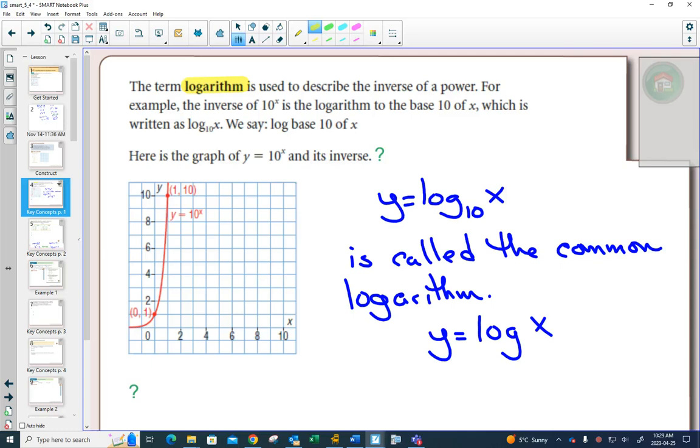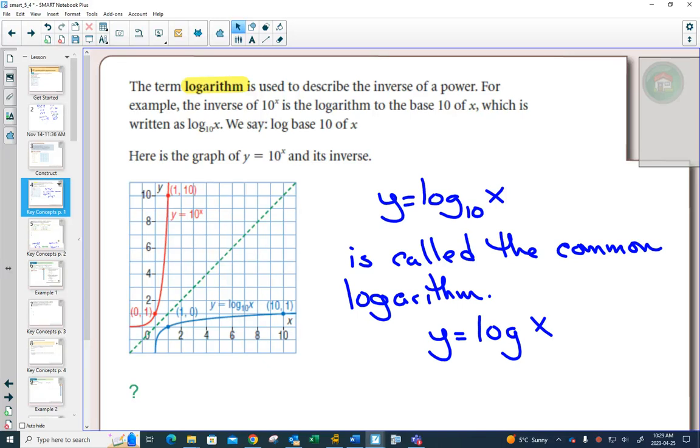Highlight logarithm. What a logarithm does is it is the inverse of a power. So if you took the graph of y equals 10 to the x, and if you think back to our transformations unit, we could graph the inverse by just switching all the x and y values and flipping it over a diagonal line. And you would get the graph of y equals log base 10 of x.